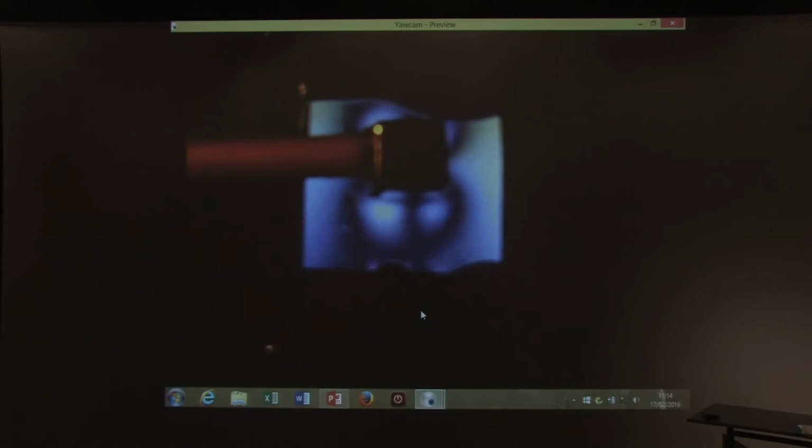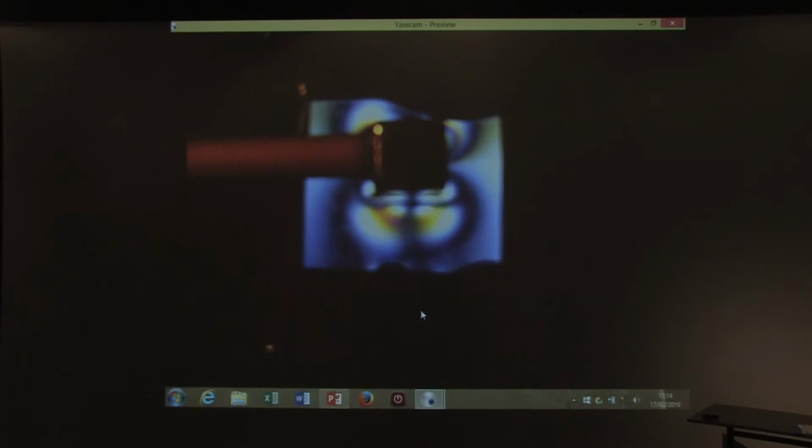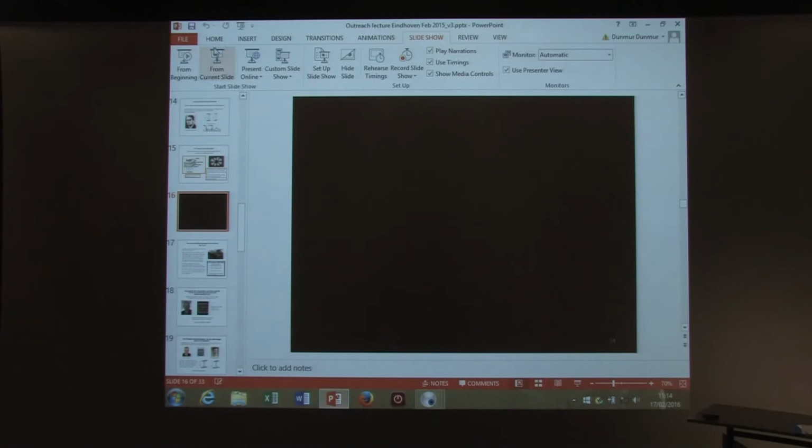So I've turned the magnet round. It's a transverse field now, but you see beautiful pictures. Okay, that's good. Let's get back to the slides. Okay, next slide.